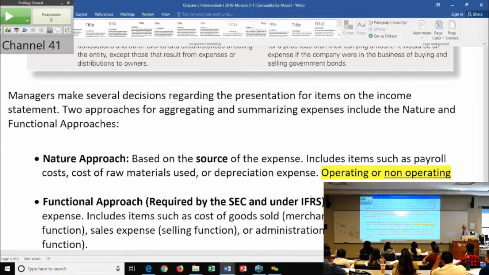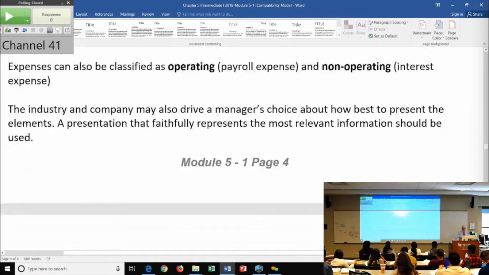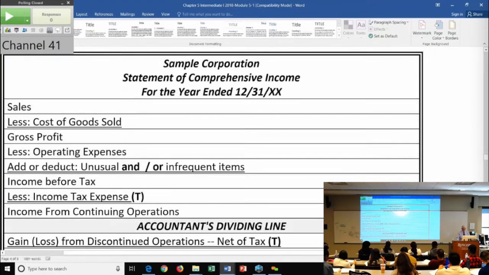US GAAP standards. So when you look on the income statement, you'll see different ways to classify nature, type of expense. Is it operating? Is it peripheral? Or what's the function? Is it part of the selling function? Is it part of the manufacturing function? Or administrative function?